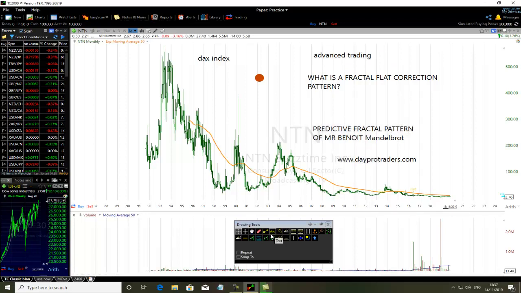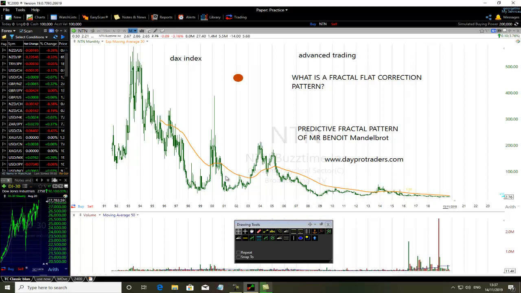And it's here. Can you see one? Can you see the predictive fractal flat correction pattern? I leave it to you now. I'm on a monthly chart. You see, this is what we are talking about. I can see them now. There are three predictive fractal patterns on this chart. Can you see them? This is what we are talking about: trading blindly. You want to spot those things in a minute, and I want you to see them. I don't want you to be trading blindly. I want traders to see clearly and to see through things.